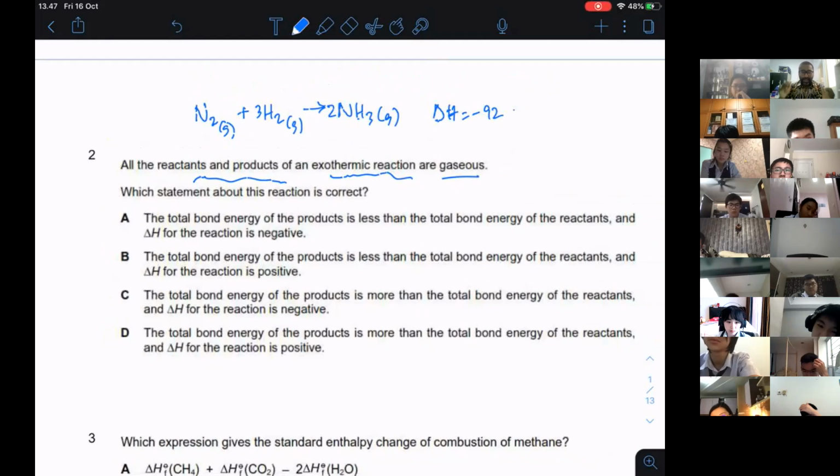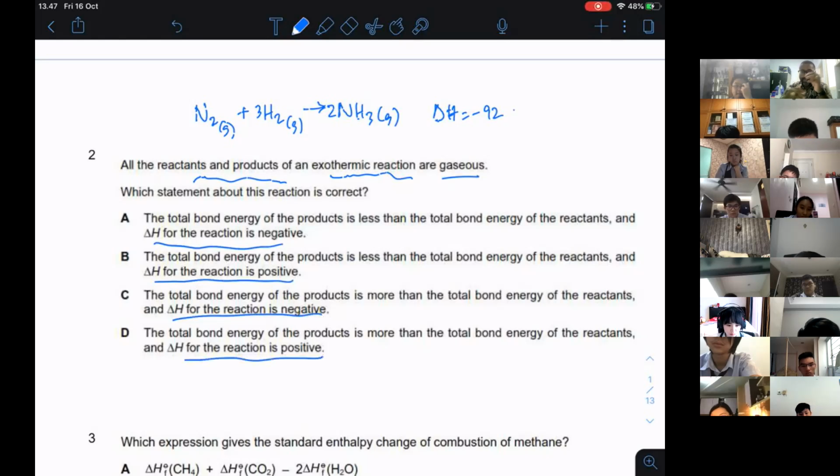Nicholas Chai, can you suggest a possible answer for this? I'll give you some time. Please go through this. Let's start from the enthalpy change. The enthalpy change is negative, positive. Which one can you cancel out? Nicholas Chai: BD cancel. Yes, BD you cancel. So it's between A and C.